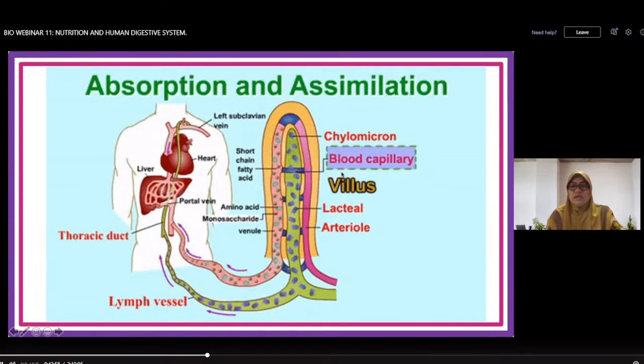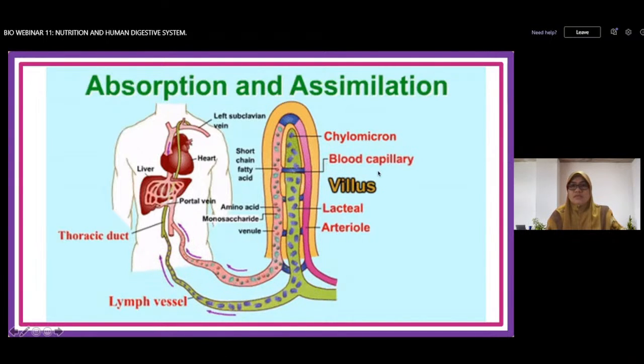So if we look at this diagram, this GIF picture, at the blood capillary we can see amino acid and monosaccharide, actually glucose. They will be absorbed through the blood capillary, and then transported into the hepatic portal vein.